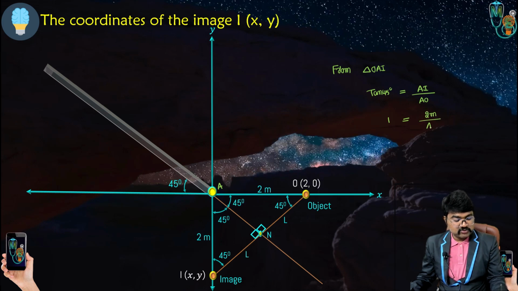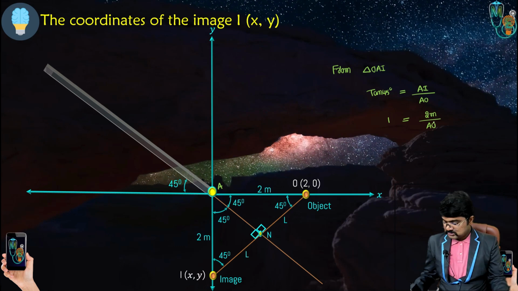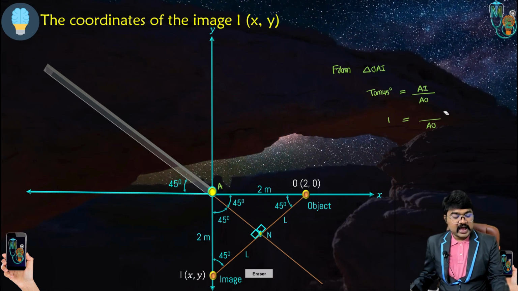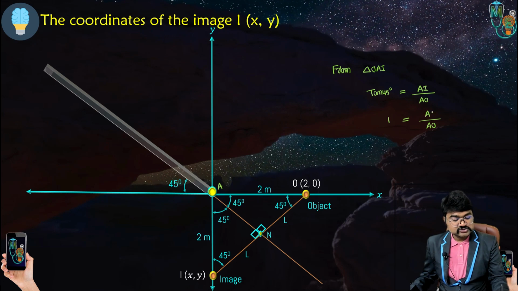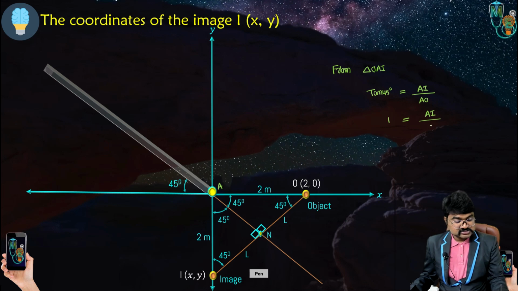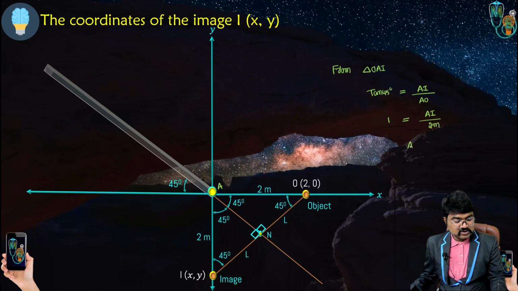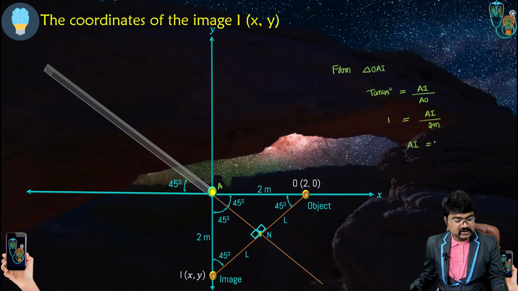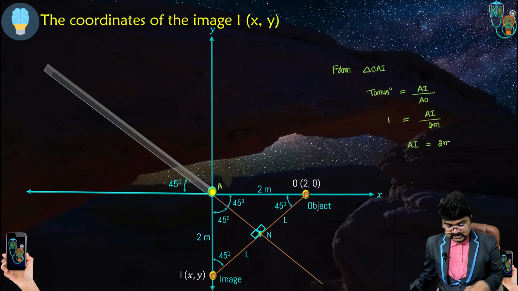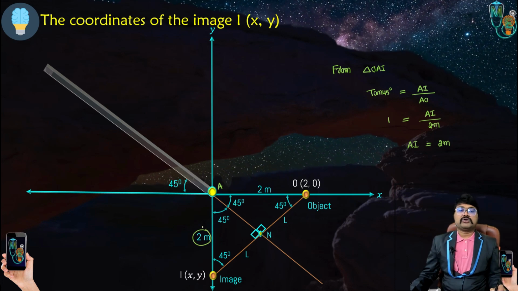This would be AO. AI, 1 minute. AI we need to calculate. That is 2 meter you will be getting. AO equal to how much? This is 2 meter. AI equal to 2 meter. So that you are getting 2 meter. AI equal to 2 meter.